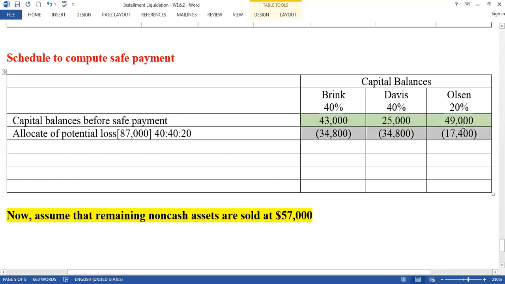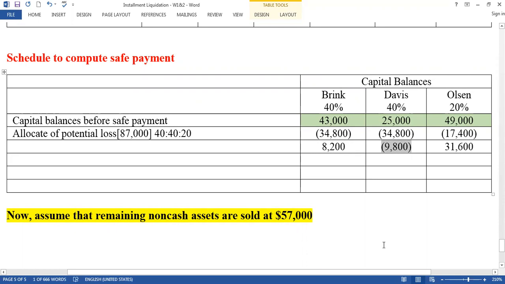Okay, so after absorbing the loss, what is the balance? The balance is 8,200. 8,200 is the Briggs balance, right? Then Davis does not have good news, and Olson is 31,600. So we find that in the future, Davis may not have the ability to survive, right?